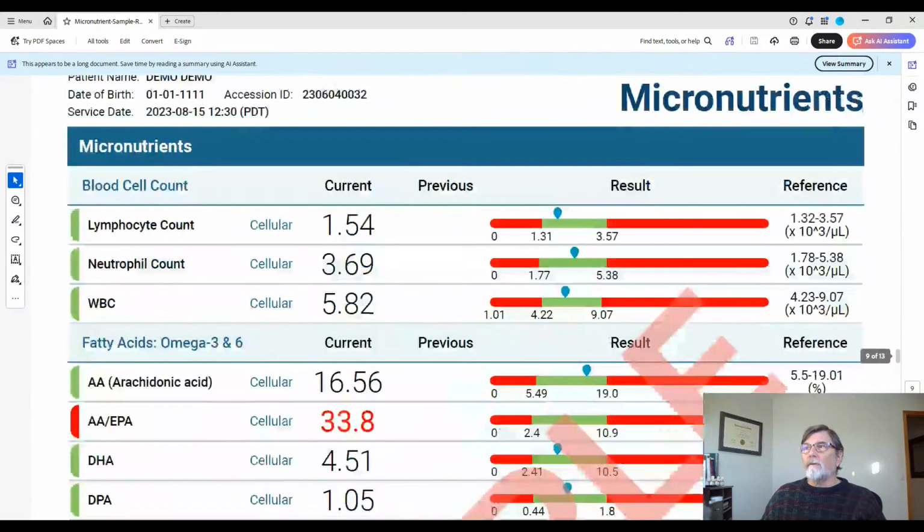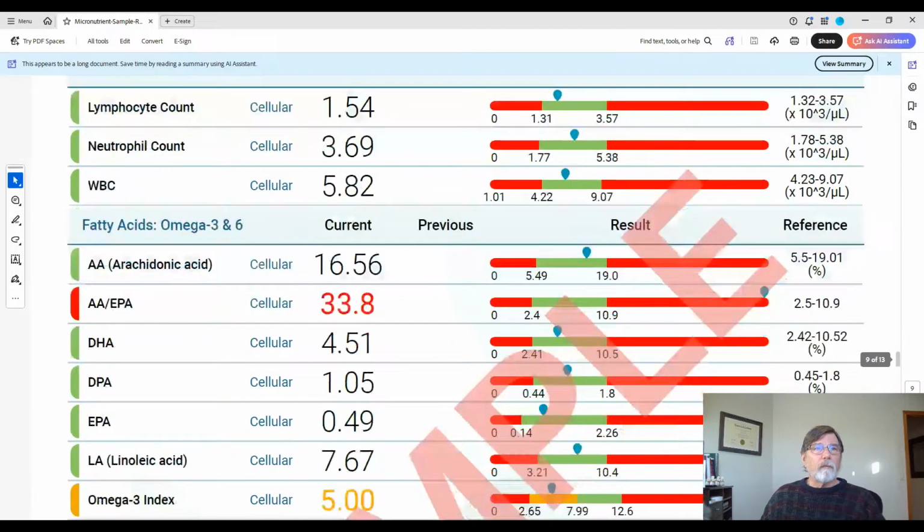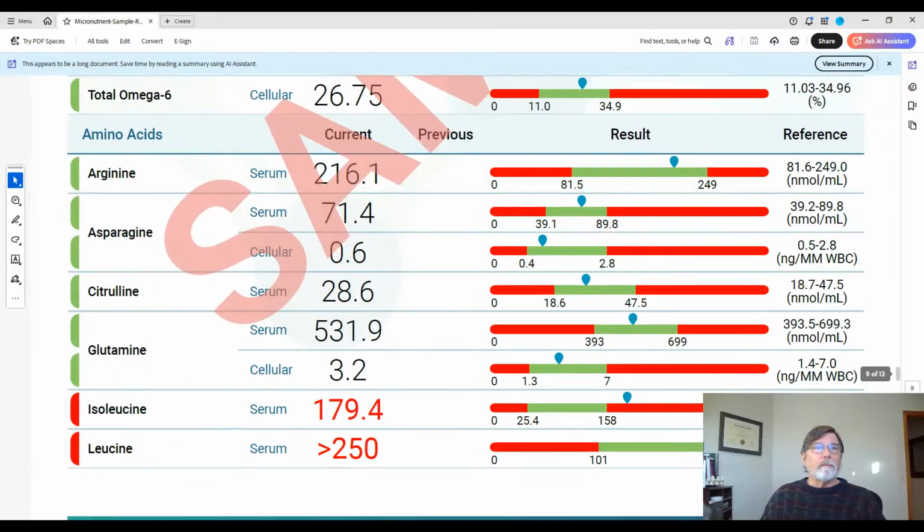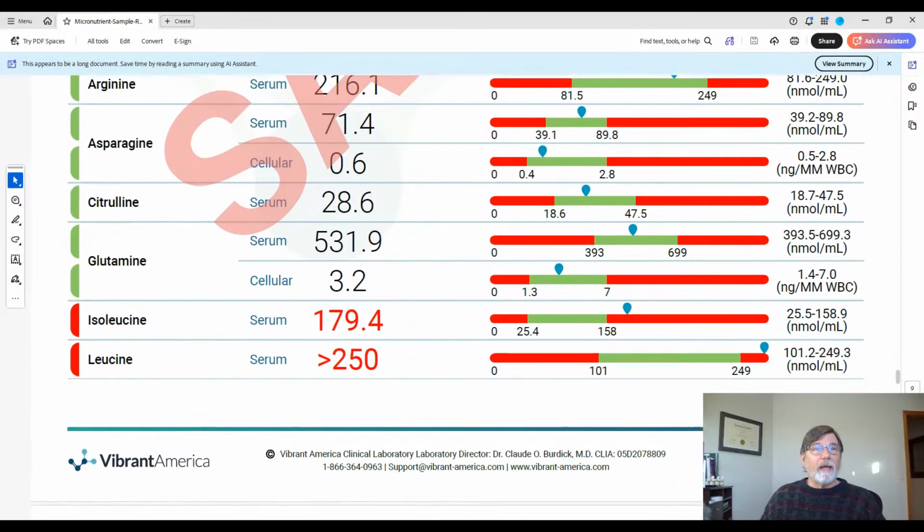All of these are cellular. So it tells you right here that it's cellular. The lymphocyte count, neutrophil count, white blood cell count, and then all of the fatty acids are all cellular. The amino acids are serum and occasionally cellular. So as an example here, glutamine is measured in both the serum and the cells. And what I do is I look at the relative position. The units are different, but I look at the relative position of the nutrient.